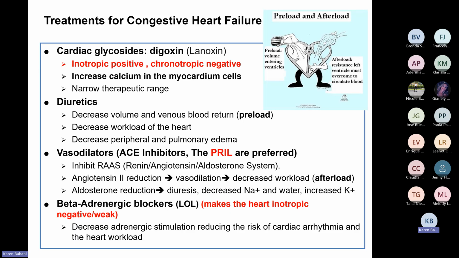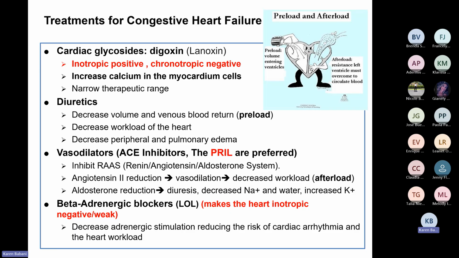A strict I&O, electrolytes, and diet. Vasodilators, that is your ACE inhibitors. Your Pril family is the preferred class here.